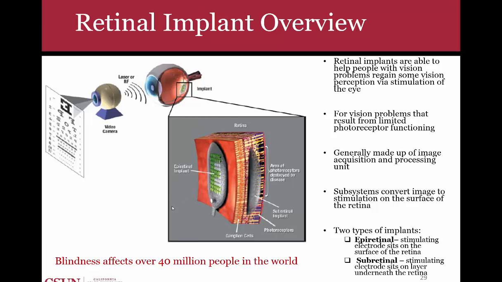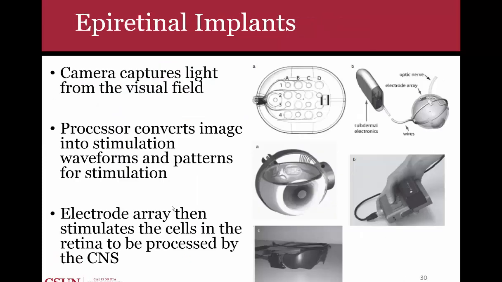So what's the difference here? Let's go over epiretinal first. The way this works is there's an external camera. Usually you'll see it as some form of glasses where you'll collect the image and then that gets processed by some processor and then gets converted to stimulation waveforms, which, just like the cochlear implant, gets sent via an RF link. And then there are electrodes.